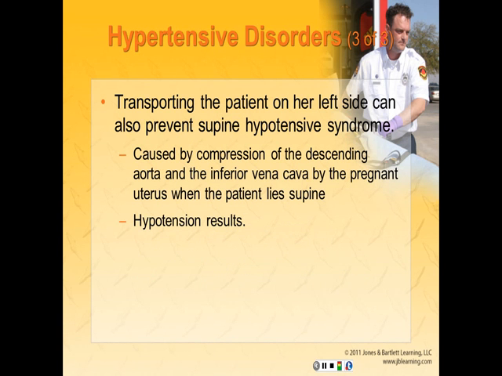This occurs when the pregnant uterus compresses the descending aorta and the inferior vena cava when the patient lies supine, and this results in hypotension. That's why it's important to roll the patient onto their left side, because that relieves the pressure on both the aorta and the vena cava.